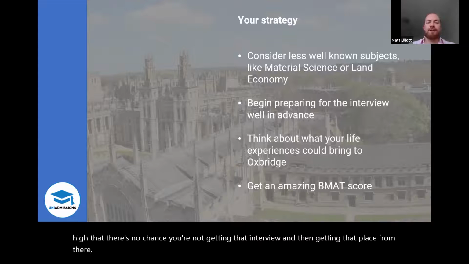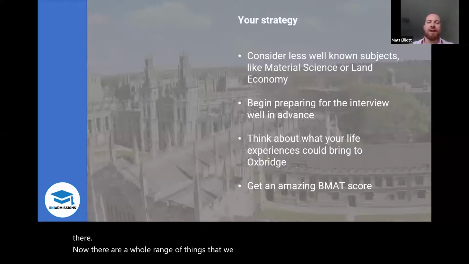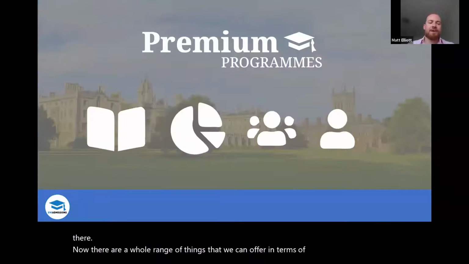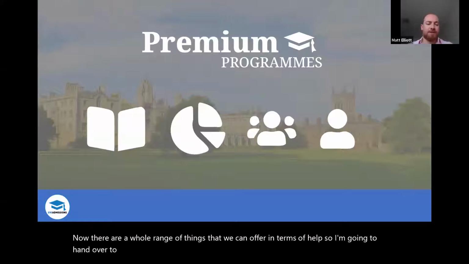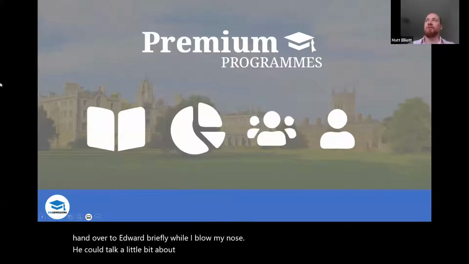Now, there are a whole range of things that we can offer in terms of help. So I'm going to hand over to Edward briefly while I blow my nose, who's going to talk a little bit about the role of one-to-one tuition and what we do.